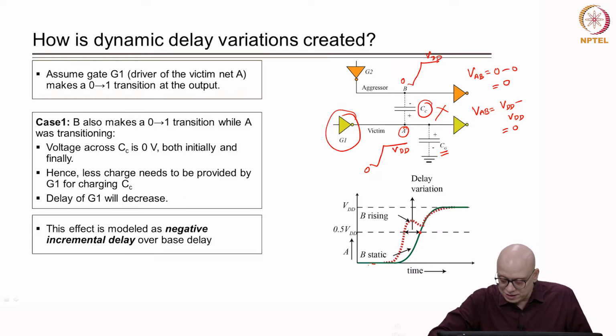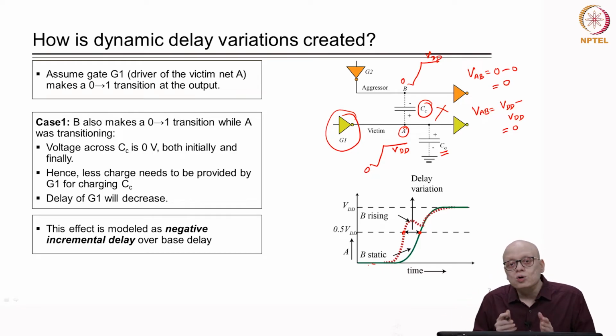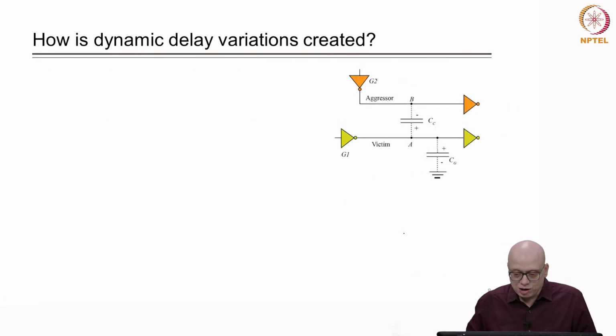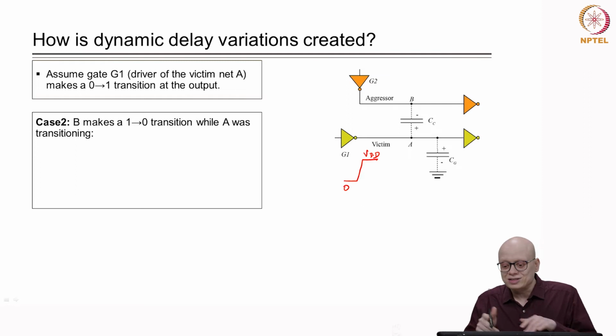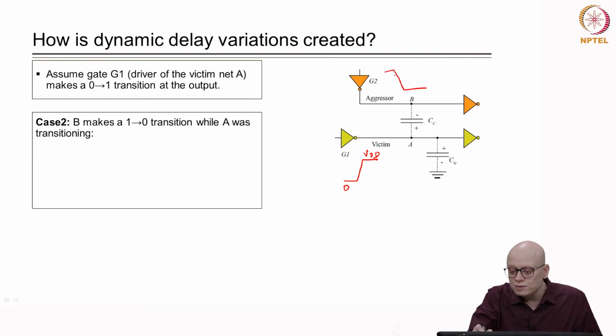So, this point corresponds to the base delay, and this point corresponds to the delay we get if both the victim and aggressor are transitioning in the same direction. Now, let us take the situation when G1 is again transitioning from 0 to VDD, but the line B is transitioning in the opposite direction, from VDD to 0 simultaneously. These two transitions are happening simultaneously.